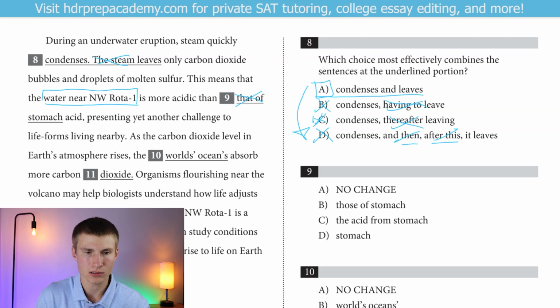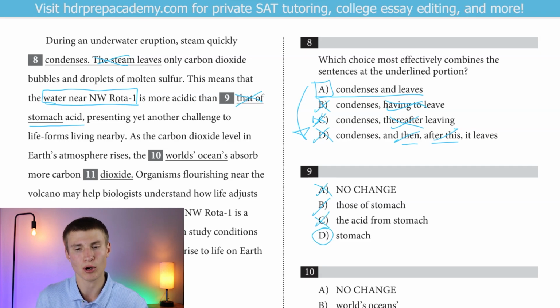If we're comparing water to something else that's acidic, we would just compare it to stomach acid. There's nothing to put in front, okay? We're comparing like things. If we're comparing water to stomach acid, we're comparing two liquids. We don't have to put anything in front of that. We don't have to say the acid from stomach acid. We can just say stomach acid. We can make that comparison because they're both liquids.